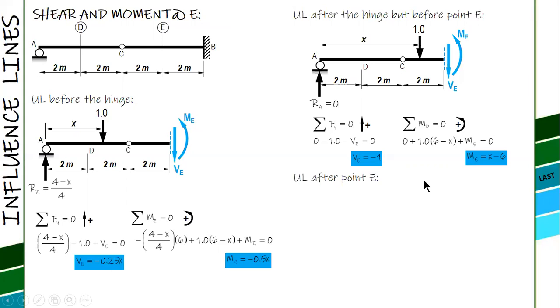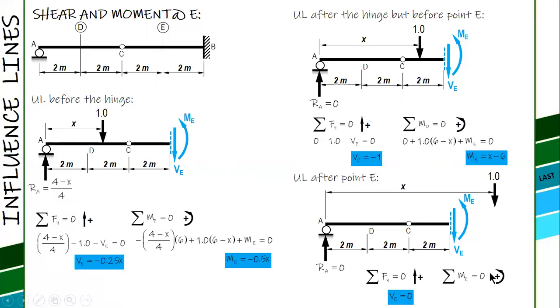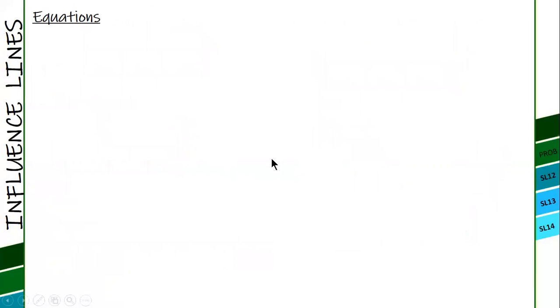And then last, after point E, the reaction is 0 anyway because point E is after the hinge. So this is the reaction to use. The unit load is after E. You no longer see any load here. So summation of force in Y, shear is 0, and the same with moment, 0. So it is complete and can now be plotted.